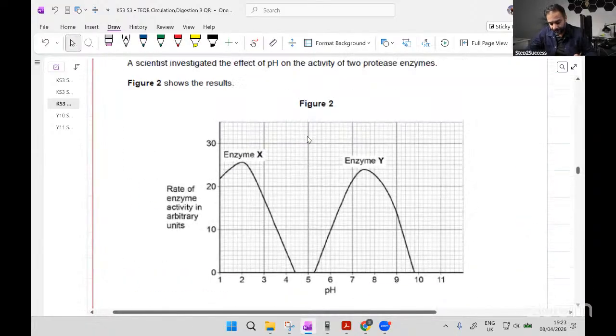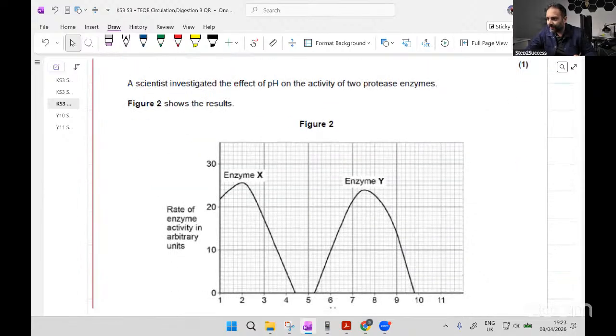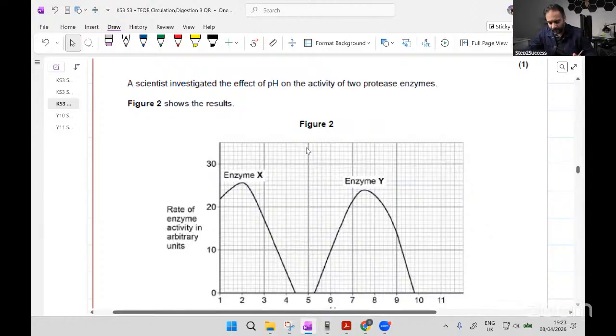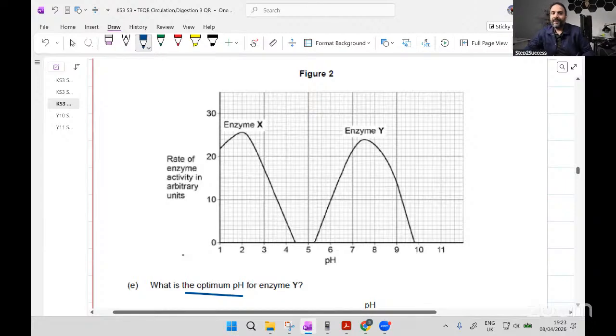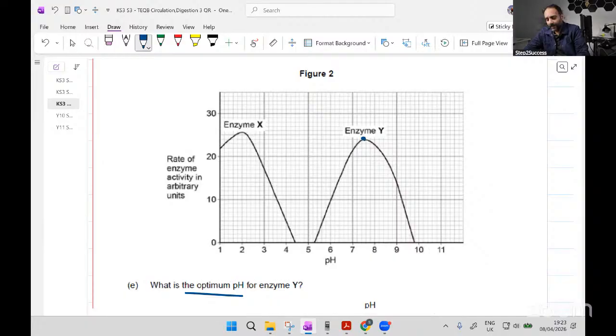And then the next question says, yes, I'll go through all these questions. I'm just doing them in the order that they're being asked. What is the optimum pH for enzyme Y? Optimum means the pH at which it works best. So the highest point of this graph is where it works best. And so that is at pH.